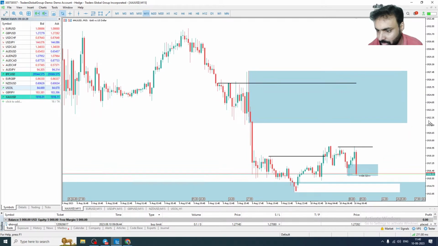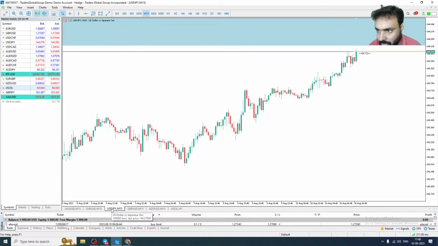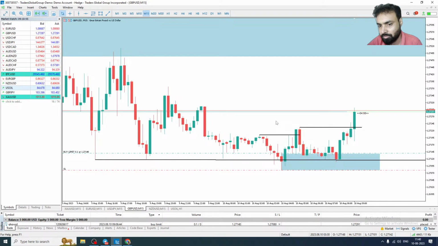Gold is crazy. It's going down. Gold going down means the US dollar is getting strong, I guess. So the US dollar is strong, which means GBP will be bearish. So we are looking for a buy. So we are looking for a counter trend.